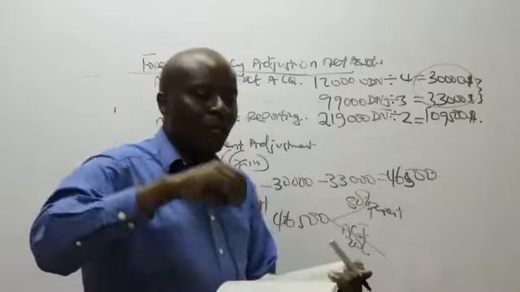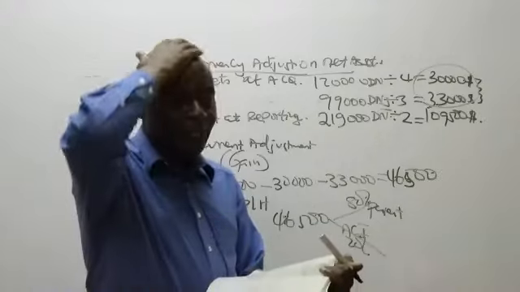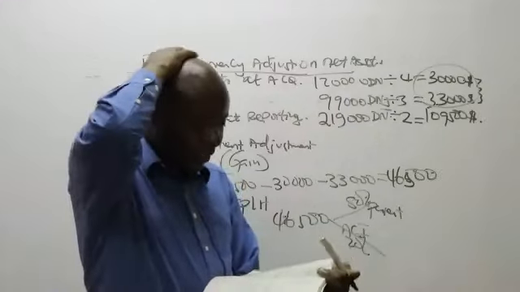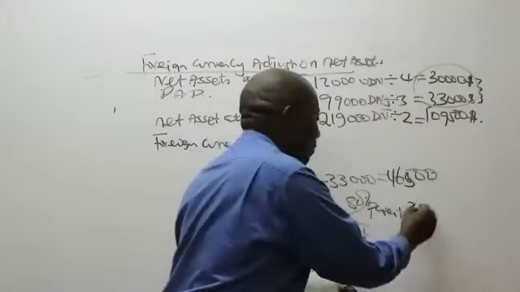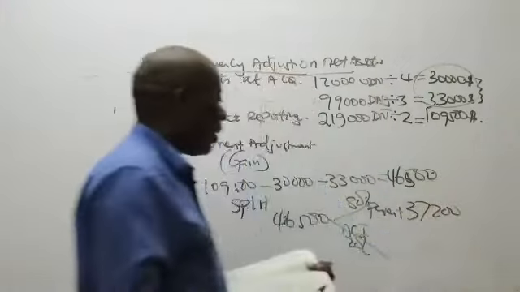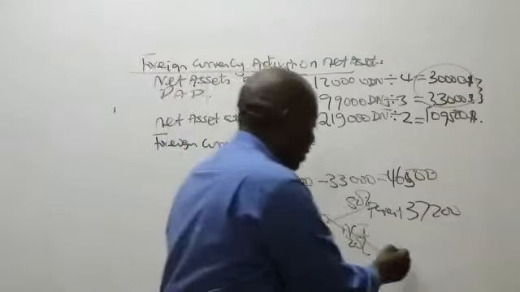Please, I would want you guys to ask questions by just typing there. So he is telling me parent should be 37,200. How about NCI? 9,300. NCI 9,300. Thank you very much.